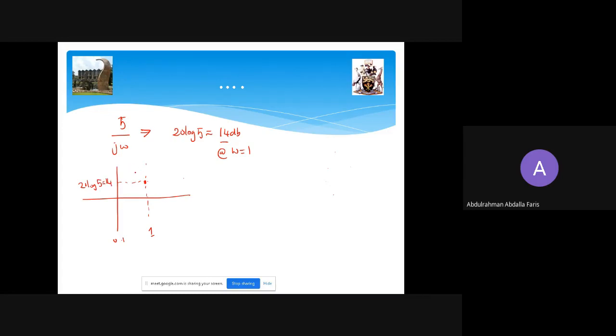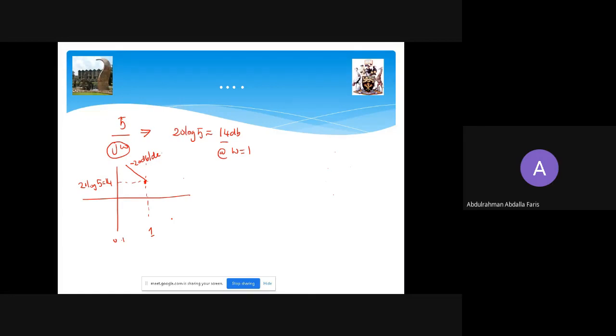Align, and this point will have minus 20 dB per decade passing through this point because of this factor. Class, is it okay?